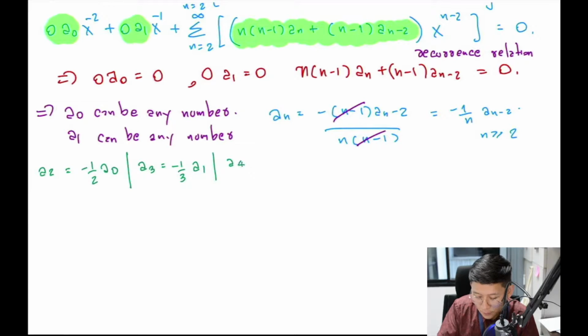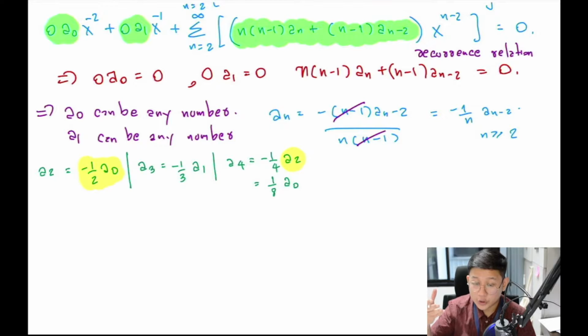And then a4, that would be minus 1/4 a2. But a2 again, guys, a2 is minus 1/2 a0. So we can substitute this a2 with minus 1/2 a0. So what we have would be 1/8 a0. Okay, I just substitute a2 with minus 1/2 a0. So minus 1/2 times minus 1/4, that would be 1/8, right? And times a0.